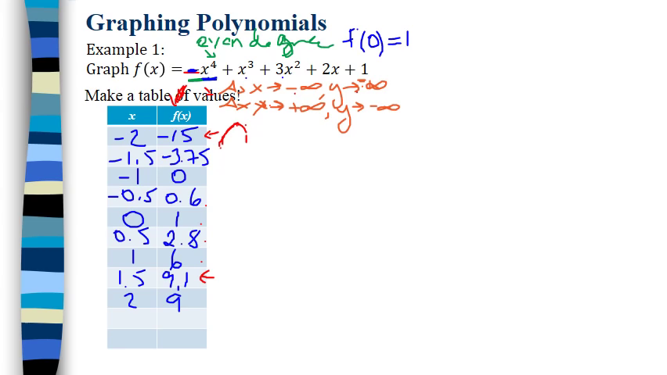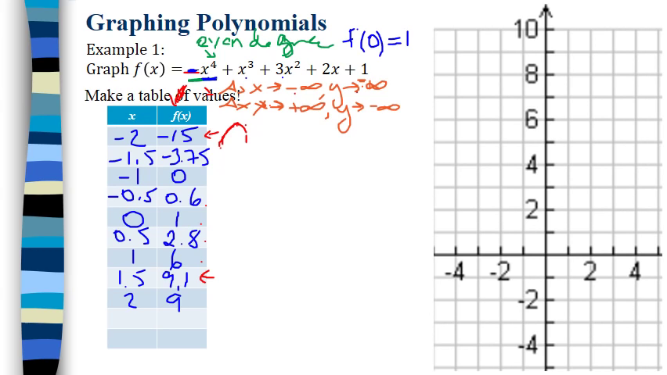So let's go ahead and graph some of these points and take a look at what's happening. Okay, so when we were at -2, we were all the way down off the graph, right? So our graph is going to come from below. And then at -1.5, we're at -3.75, so we're about here. And then at -1, we're at 0. And at -1/2, we're at 0.6, so right about here. And then at 0, we're at 1. And then at 1/2, we're at 2.8.